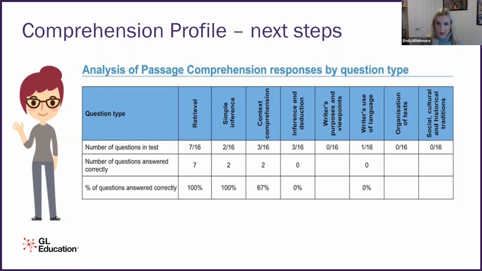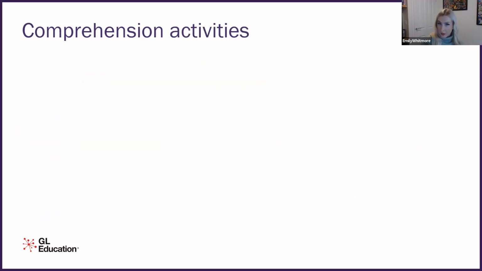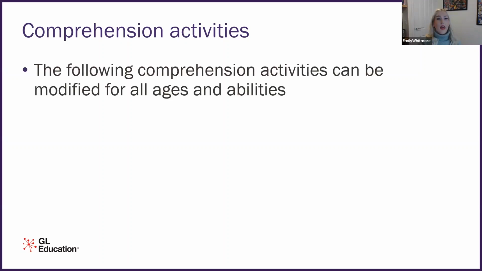So when you're looking at these individual NGRT profiles, and you want to come up with something a bit more targeted to help with that reading intervention, I do have a few suggestions today that can help you. So let's start with comprehension first, just because the NGRT report does provide that very helpful breakdown of the different comprehension skills. Now, the activities that I'm going to share with you can be modified for all ages and abilities.